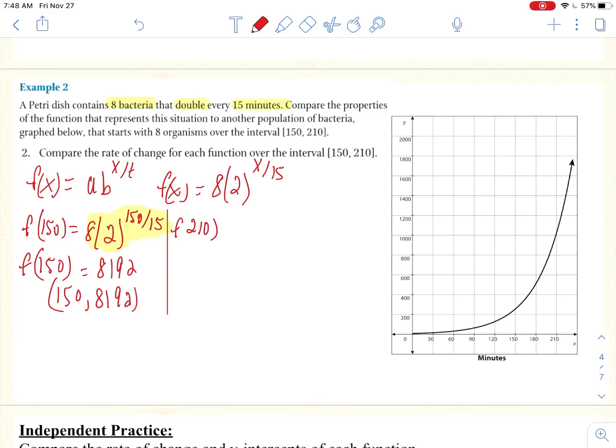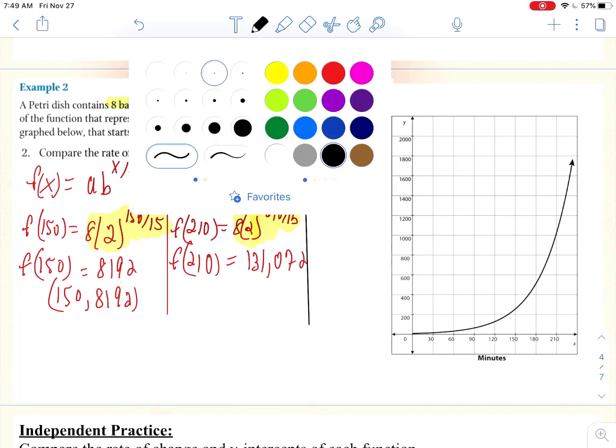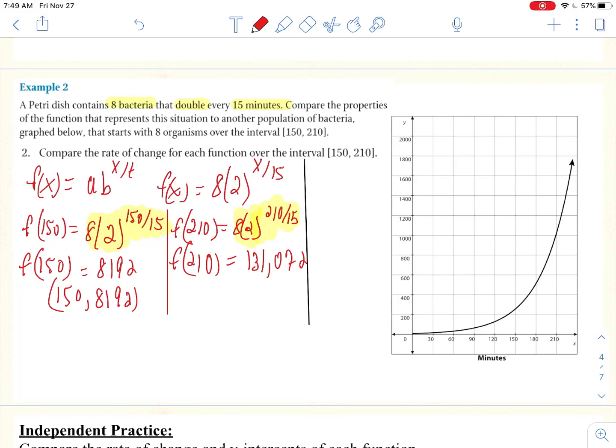We're also going to have to input 210 into our function and get our output value. So when we input 210 into our function, we're going to put this into our calculator, and we're going to get f of 210 equals 131,072. I'm just going to put these vertical lines here to separate our work so it doesn't get too messy. This function gives us our ordered pair 210, comma, 131,072. So we have our two ordered pairs.